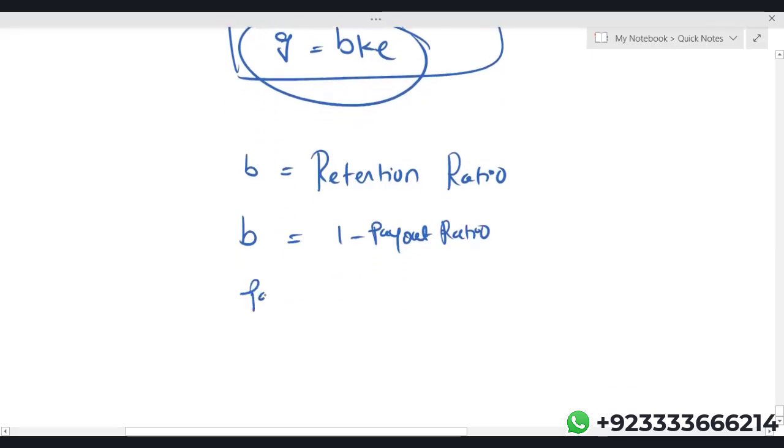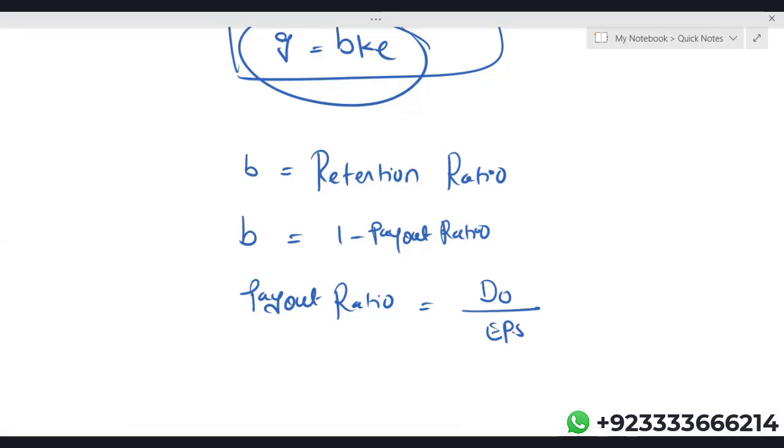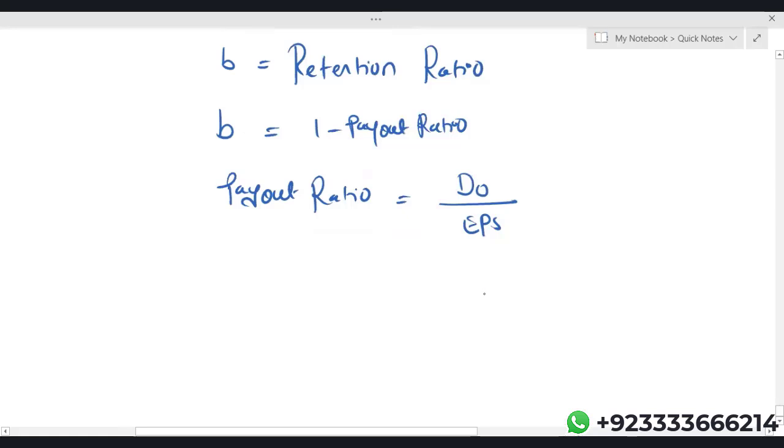How do we calculate payout ratio? Organizations, obviously, they will be paying return to the shareholders in the form of dividend out of their earning per share. So simply dividend per share divided by earning per share.